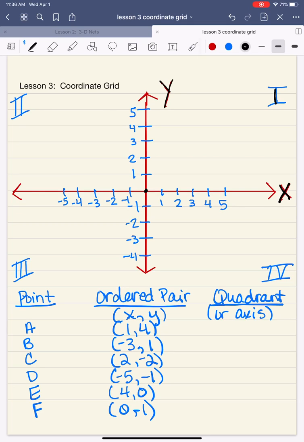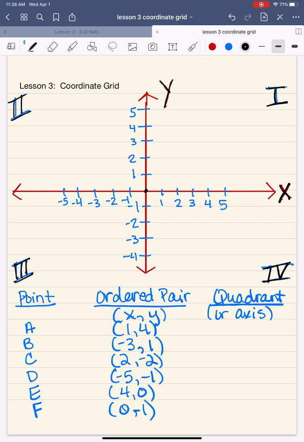Our four quadrants, quadrant 1 is over here in the top right. The reason it starts over here is because that is where both X and Y are positive. Then quadrant 2, and we put these in Roman numerals, is over here. Quadrant 3 is in this section, and that's where both X and Y are negative. And then quadrant 4 down here in the bottom right.